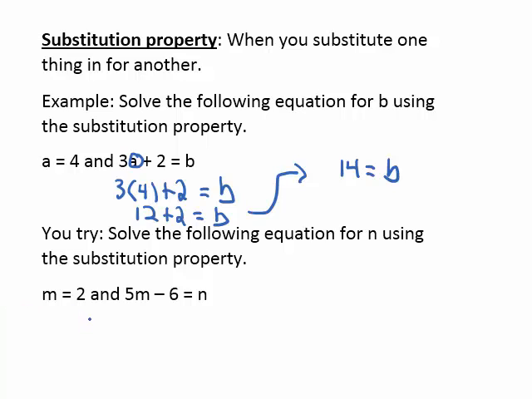Alright, here's one for you to try down below. Go ahead and use the substitution property to solve for N. Alright, so M is equal to 2 and 5M minus 6 is equal to N.